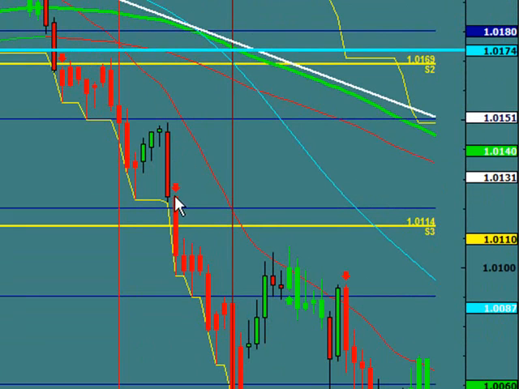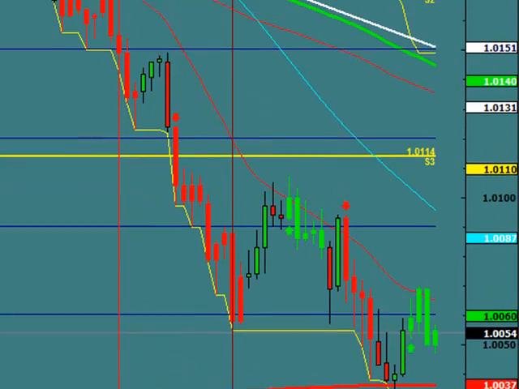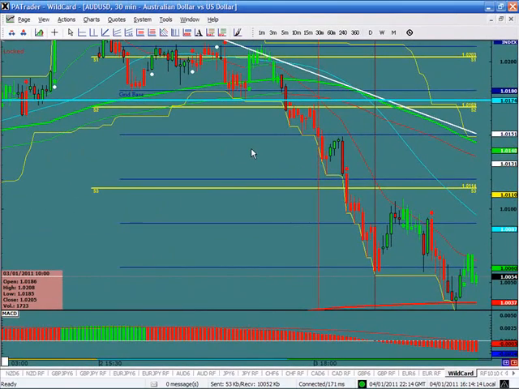Okay. You want another entry? There's another entry right there. Would you like another entry? There's another entry right there. So you can see you got 3 entries. 1, 2, 3. All 3 of those would have made you a ton of money today. That's today. Okay. So that's the Australian dollar and a descending wedge.